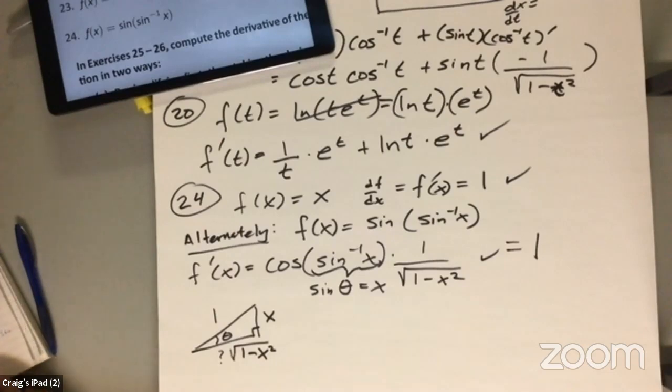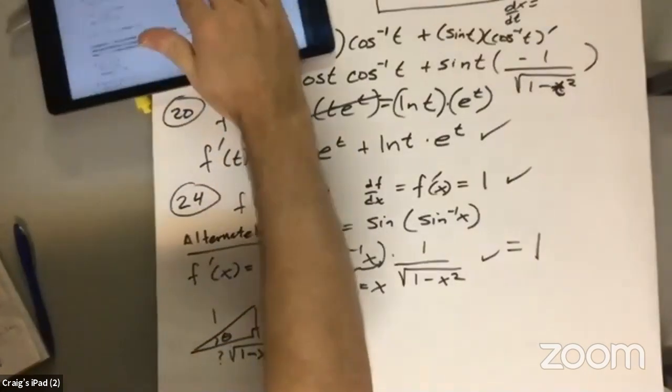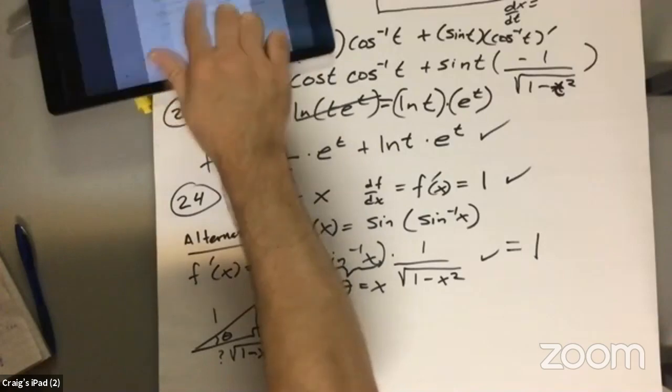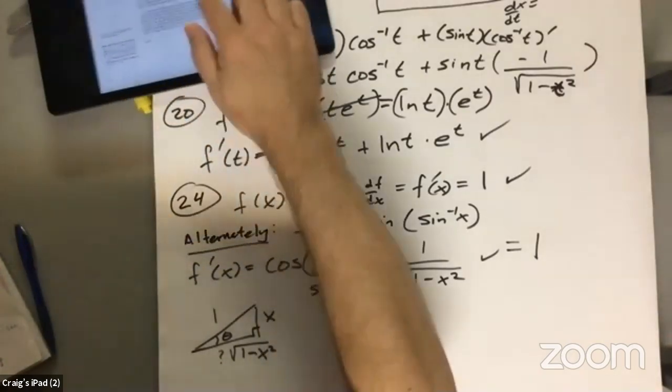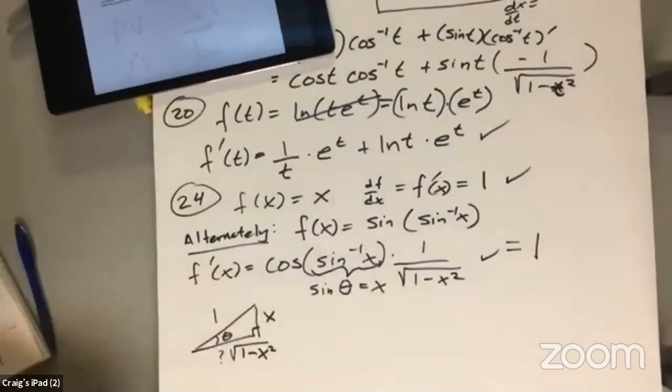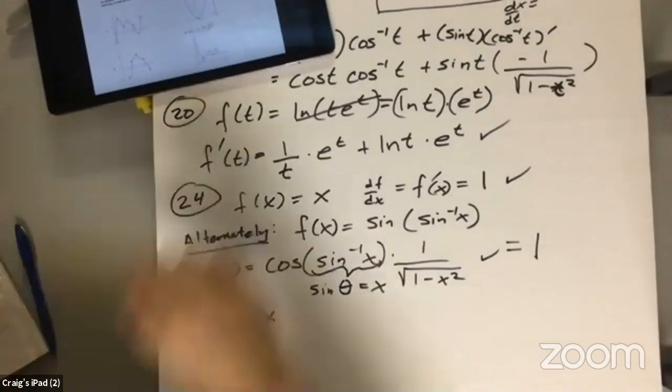Okay, any questions about that before we move on? Okay, so that was 24. The next one is the next section then. We're going on to section 3.1. And I don't know where that is. There we are. Okay, it says we're going to do 3.1, number 13.